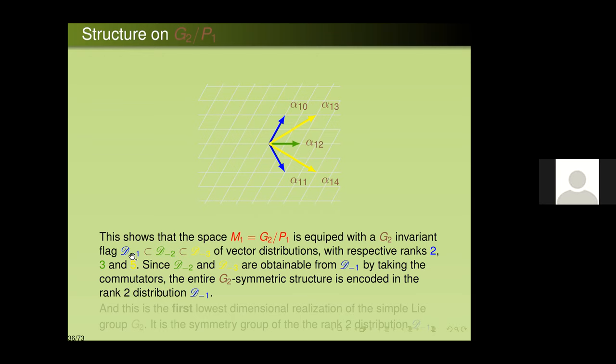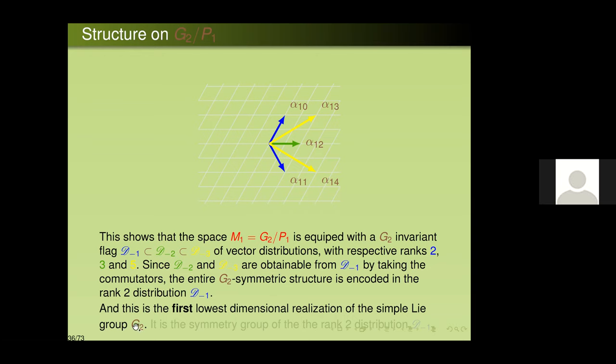At every point, we have a distinguished two-plane, and this two-plane is not integrable when you take it over the manifold, because the commutator of D minus 1 with D minus 1 is D minus 2, and D minus 1 with D minus 2 is D minus 3. So this distribution is actually bracket generating. And this is the first lowest dimensional realization of the simple Lie group G2.